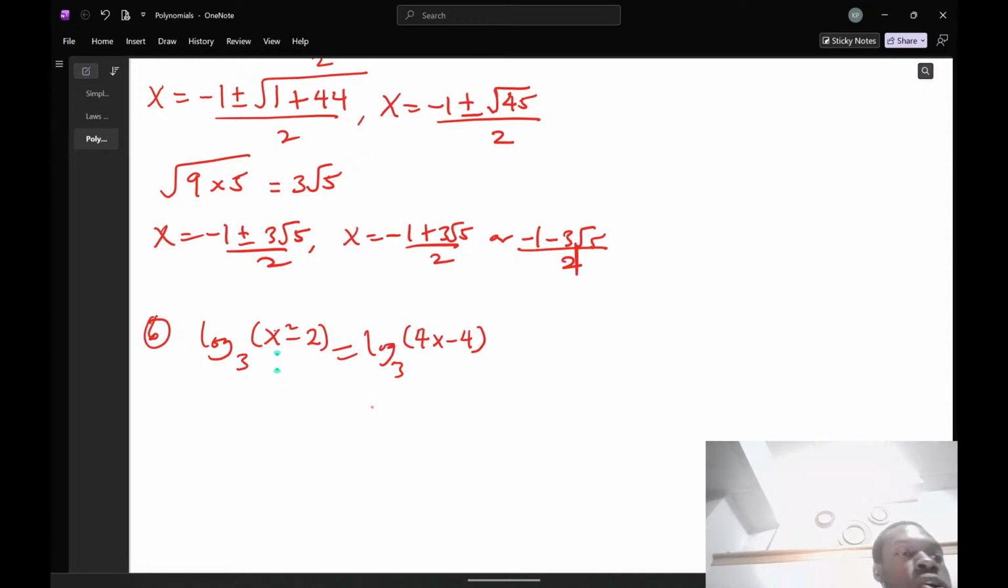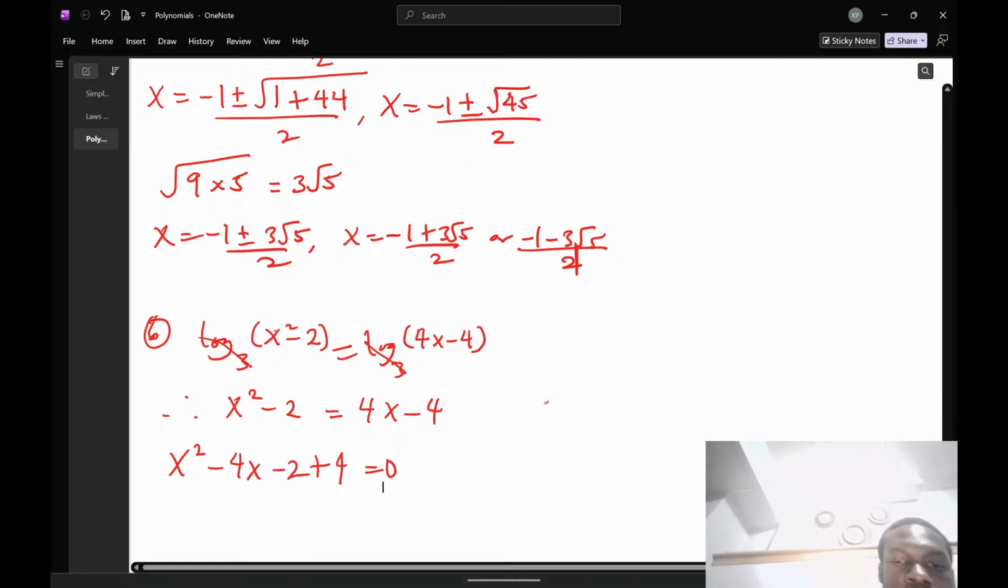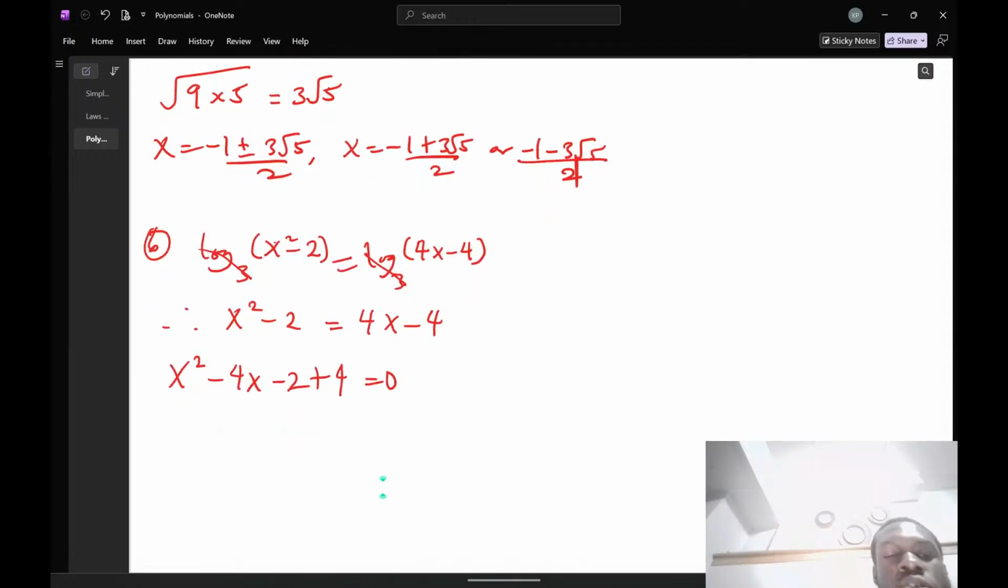Because they are equal logs, they are equal arguments, so we can cancel these logs. Therefore x squared minus 2 will be equal to 4x minus 4. All right, so now let's bring this to the other side. We have x squared minus 4x minus 2 plus 4 is equal to 0. So by the time we finish manipulating it, we'll be getting a quadratic equation. So that will be x squared minus 4x plus 2 is equal to 0.